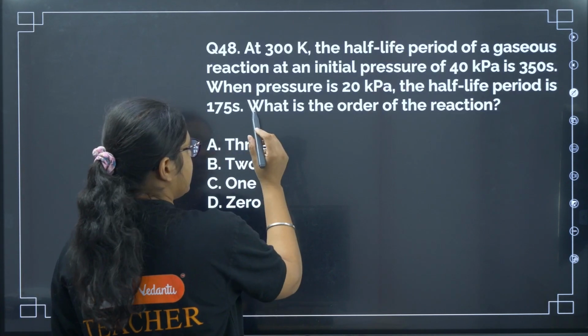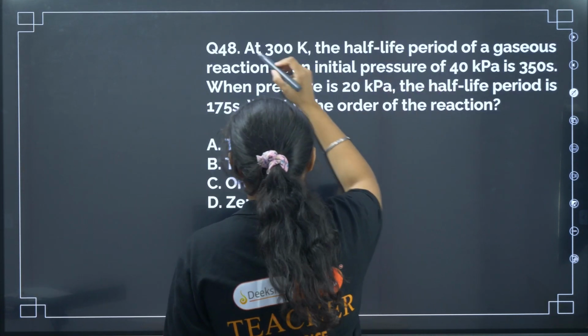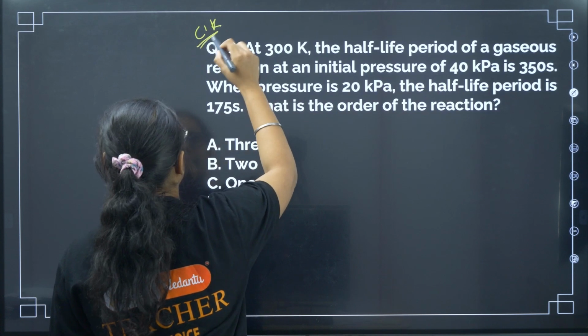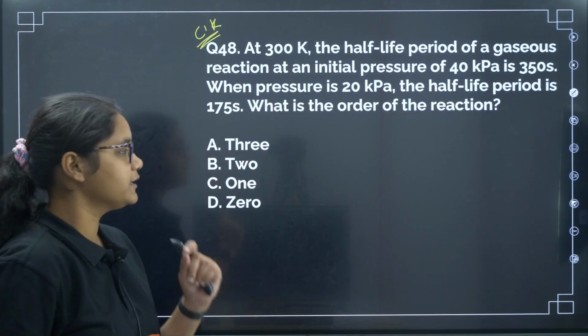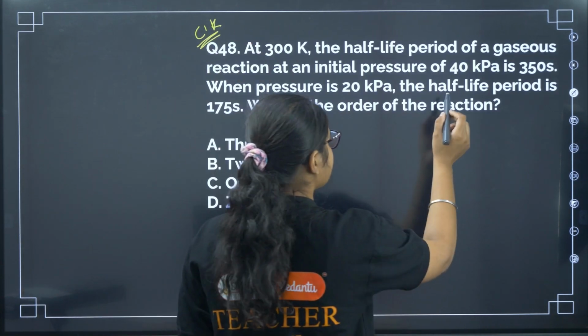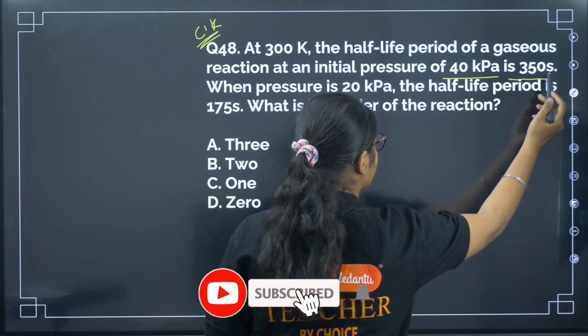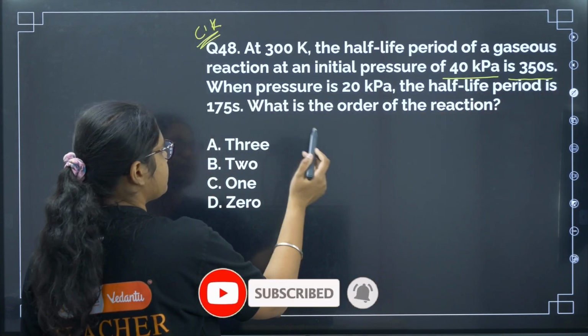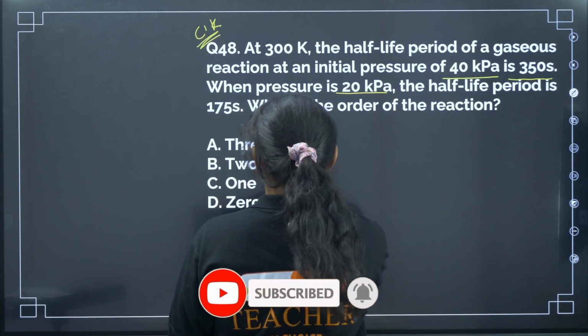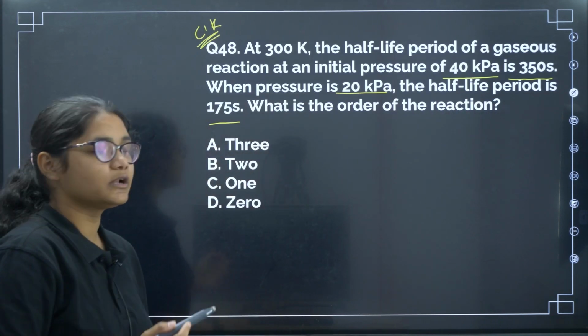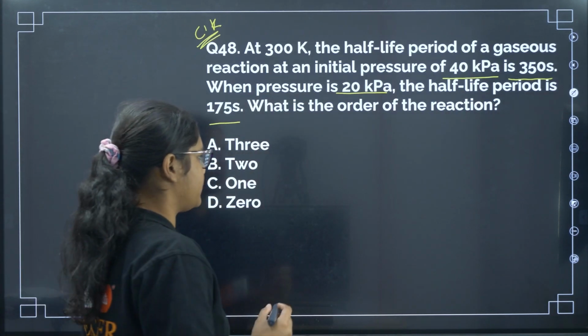Next, question number 48. At 300 Kelvin, the half-life period. Okay, so again we have a chemical kinetics question. Very important topic, chemical kinetics. At 300 Kelvin, the half-life period of a gaseous reaction at initial pressure of 40 kilopascal is 350 seconds. And when the pressure is 20 kilopascal, the half-life period is 175 seconds. The order of the reaction. Very important question, this one.